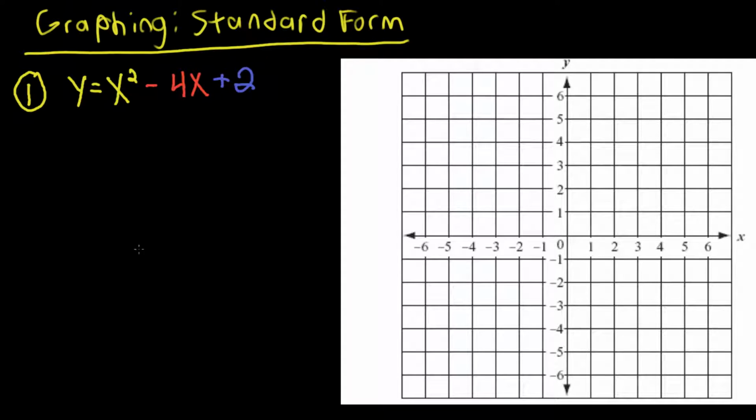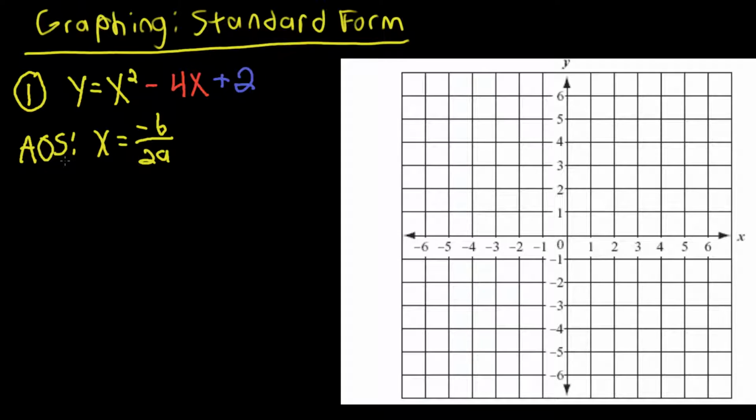Good morning, everyone. Today we're going to be graphing a quadratic in standard form. So let's get started. My first step, as you might recall, is to find my axis of symmetry. My axis of symmetry in standard form is x equals negative b over 2 times a.